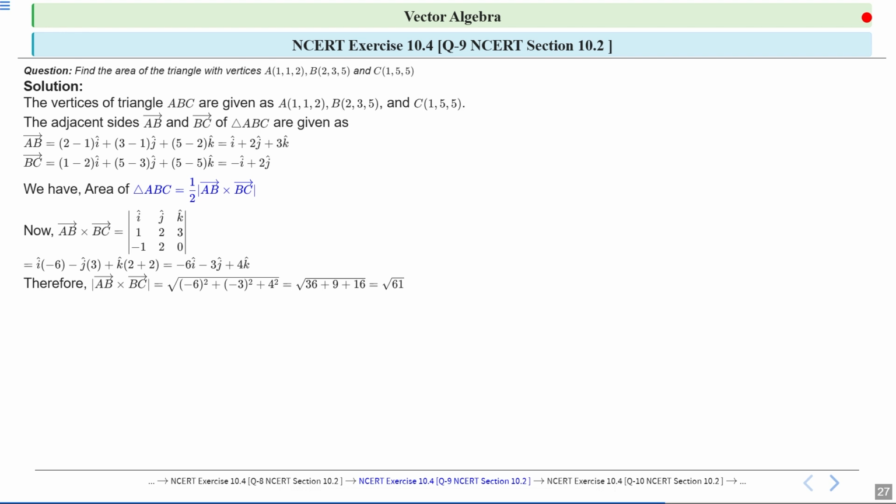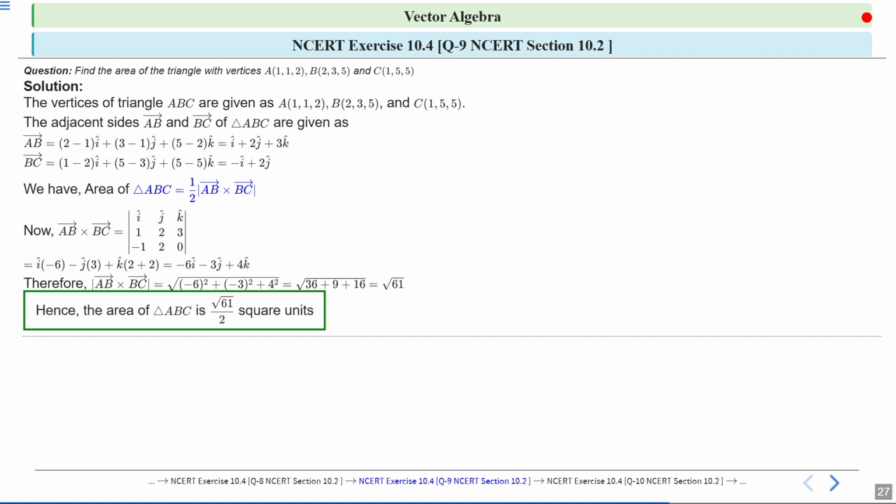Therefore, the magnitude of AB vector cross BC vector will be equal to root over (minus 6) square plus (minus 3) square plus 4 square, which is equal to root over 36 plus 9 plus 16, which is equal to root 61. Hence, the area of triangle ABC is basically square root of 61 upon 2 square units, right? Got it? So finally, the area of triangle ABC is equal to root 61 upon 2 square units. Hope it's clear to all till here.